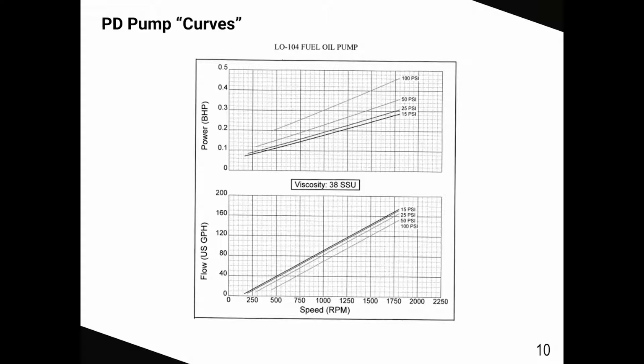Examples of positive displacement pump curves. When you ask us for curves, you'll get a bunch of straight lines. As you can see, the speed of the pump determines the flow rate. The higher the RPM, the higher the flow rate. And as you can see, the flow rate changes very little over the operating pressures.